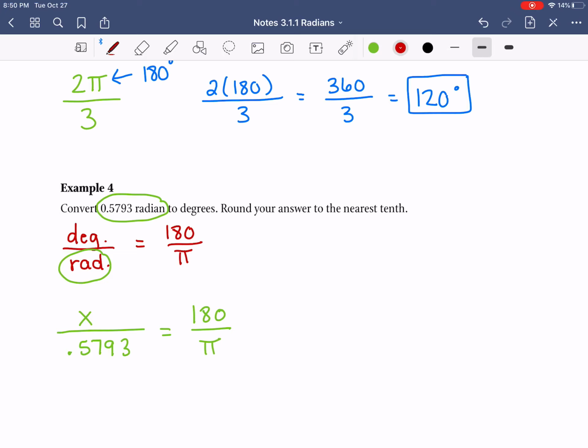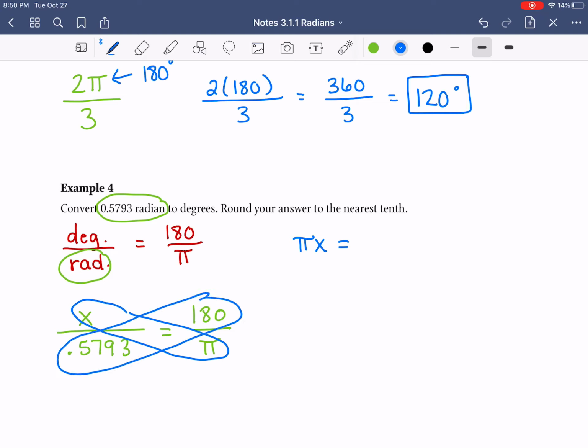So I'm going to go ahead and solve. I'm going to multiply. I always just start with x. So x times pi is just pi x equals 180 times 0.5793. I'm going to use my calculator for that. So in my calculator, I type in 180 times 0.5793. I get 104.274. And then the last thing I have to do is solve for x. So I'm going to divide both sides by pi. I get x by itself.